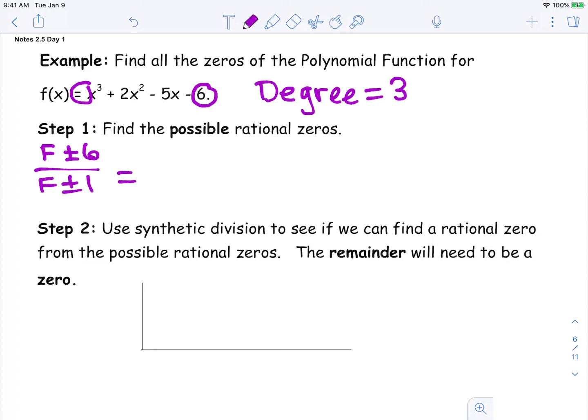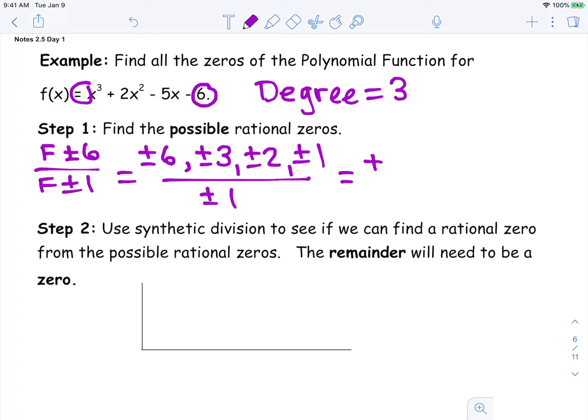So we're going to list them out. Factoring 6: plus or minus 6, plus or minus 3, plus or minus 2, plus or minus 1, divided by the factors of 1, which is just 1 and negative 1. Now we divide them all by 1. So we have 2, 4, 6, 8 possible rational zeros.